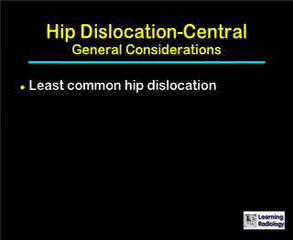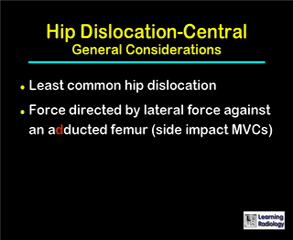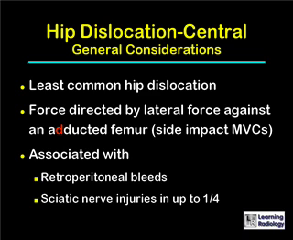Central fracture dislocations are the least common hip dislocation. They are usually produced by a force which is directed laterally against an adducted femur, such as occurs in a side impact motor vehicle collision, and they can be associated with retroperitoneal bleeds and sciatic nerve injuries in up to 1/4 of the cases.